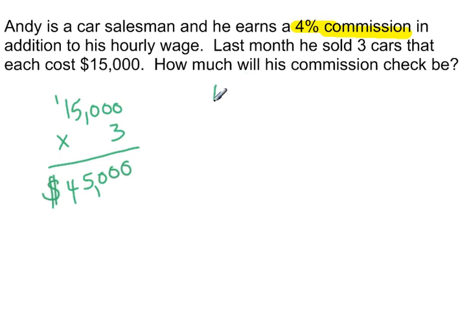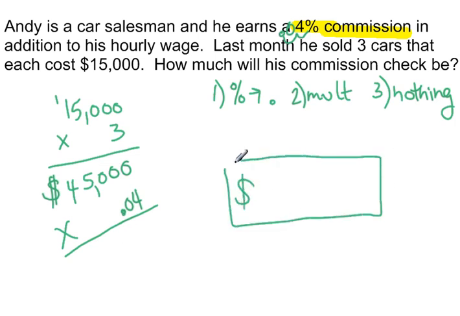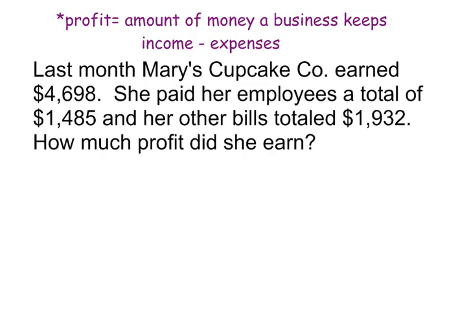We're going to do those same steps that we've been doing. We change the percent to a decimal. We multiply. And then for commission, that's the weird one that we wrote nothing. There's nothing else to do. We don't add anything, we don't subtract anything. So we've got to change 4%. 1, 2 moves. So 4% is 0.04. I'm going to multiply these two numbers together, and whatever that answer is will be the bonus check that Andy will receive. I'd like you to please finish this, finding how much Andy will receive as his commission.